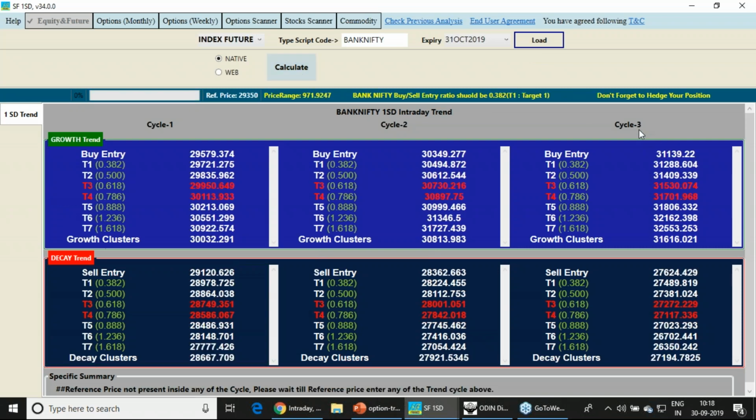Weekly trend levels also you can calculate in this level. So many things you can do in this particular software. Equity levels also you can analyze. So till that volatility phase is not cooled down, it is not good to trade on the future.